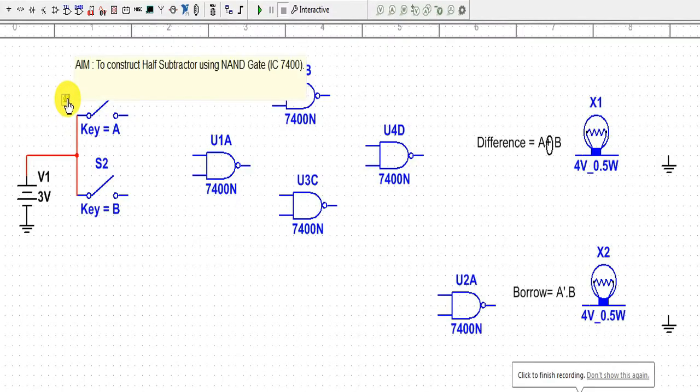Hello everyone. In this video, we will try to construct a half subtractor using NAND gate, and we will also construct it with the help of IC7400. So before starting this experiment, let us explore a little bit about half subtractor and IC7400.